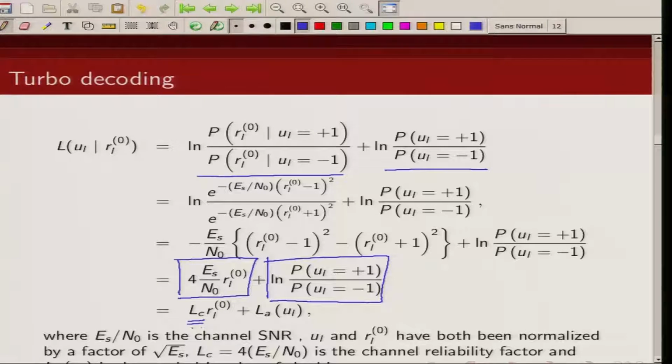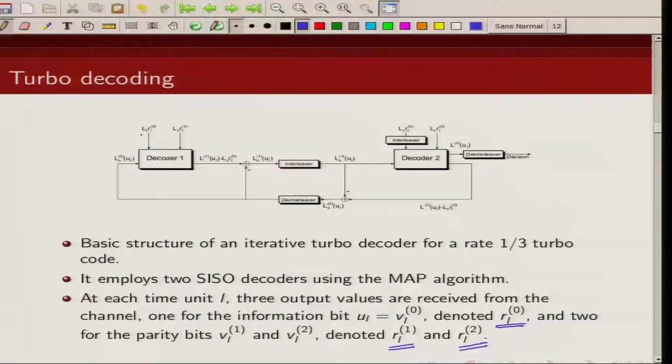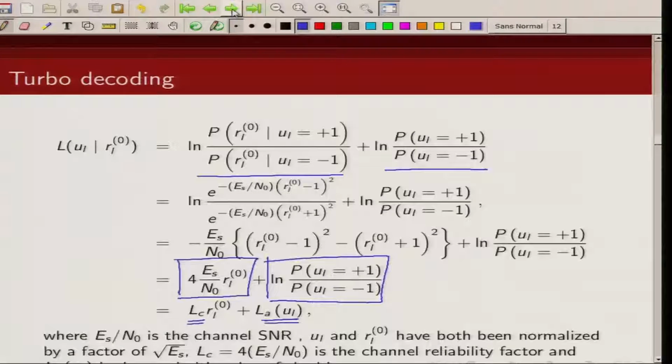So, there are 2 inputs, one coming from the channel which is multiplied by this factor LC, and other is a priori knowledge. And that is why you noticed here in the diagram where I had LC times RL0, LC times RL1. So, these received values were scaled by this channel reliability factor as you have just derived here.